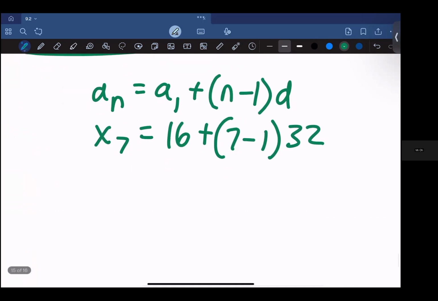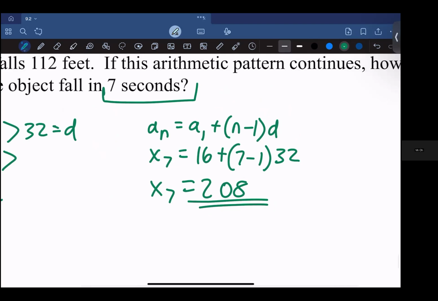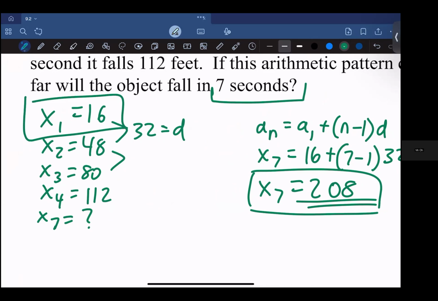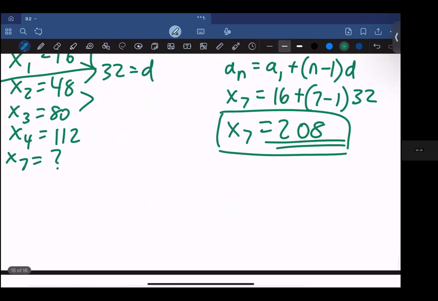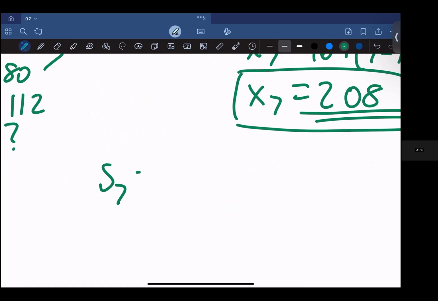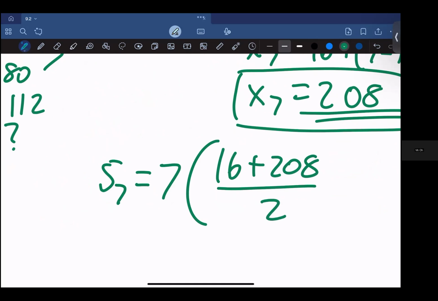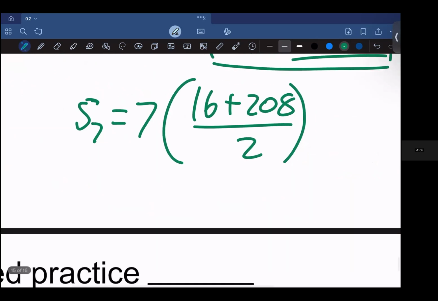You will get your x7 to equal 208 feet. Okay, so this is important for us to know, and also x1. Last step, super easy, super chill. I hope you guys had a good time today with these formulas. But here we go, our series equation. We have series 7 equals 7 times 16 plus 208 divided by 2.